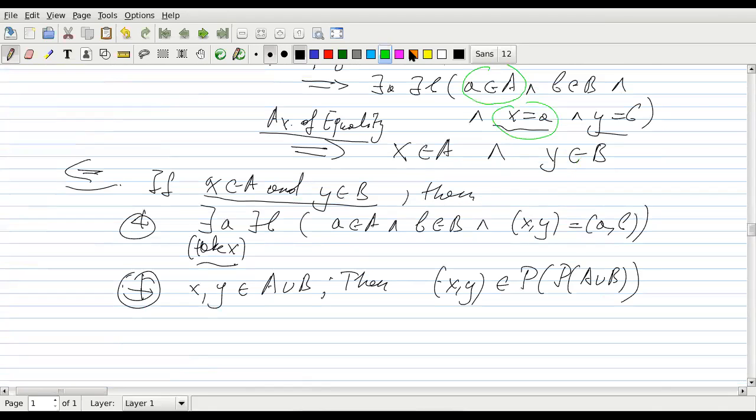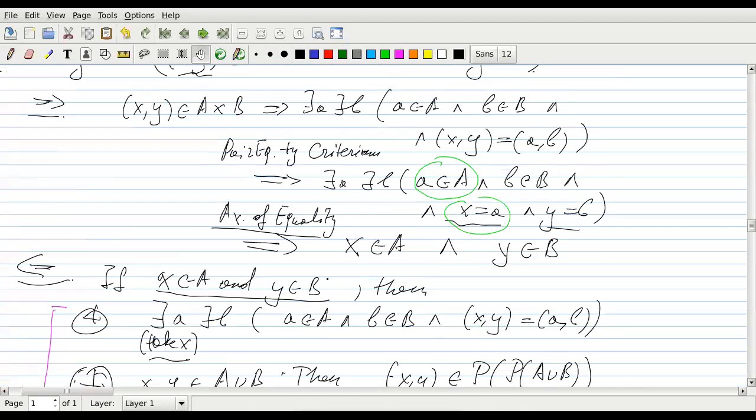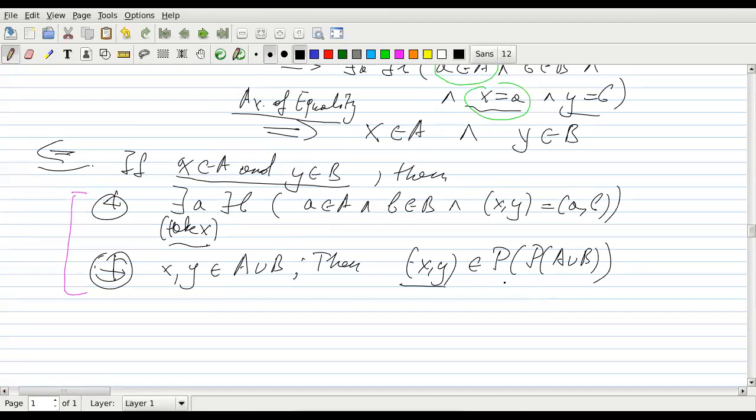But these two conditions in fact define the product. The product is a set of all elements of this Cartesian set such that there exist A and B. And for our pair X and Y, I see that our pair belongs to this set, and also there exist A and B. By the definition, my pair belongs to the product.